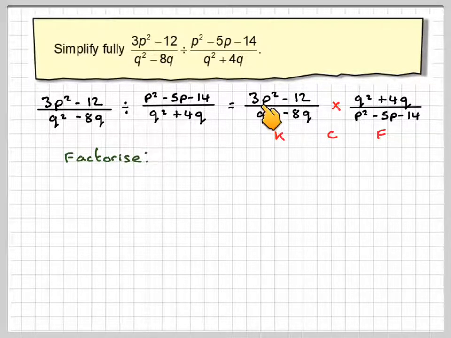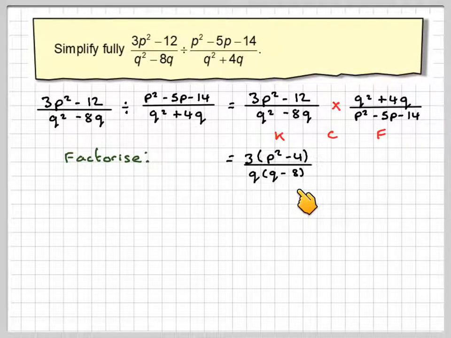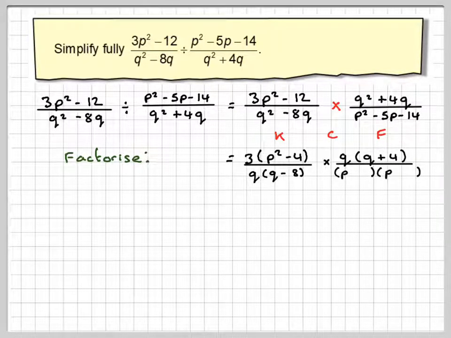So the factorization of 3p squared minus 12: first of all, take out a common factor of 3, and we get p squared minus 4. In the denominator, there's a common factor of q, so we get q(q minus 8), times. Here, there's a common factor of q, and we've got q plus 4. And then this one needs to be factorized into two brackets. Either you do product sum factors or factorize it directly into two brackets.